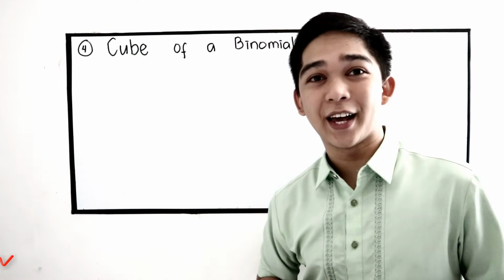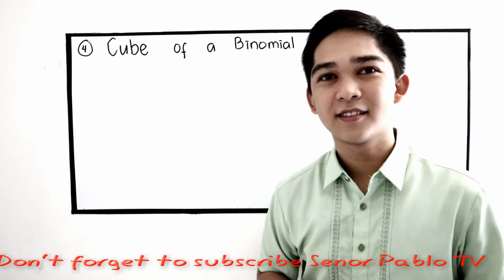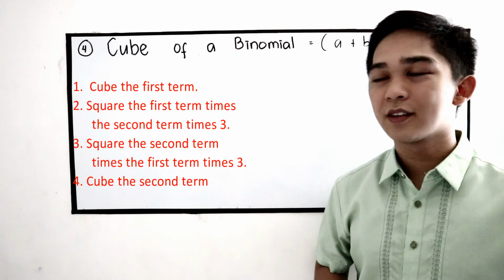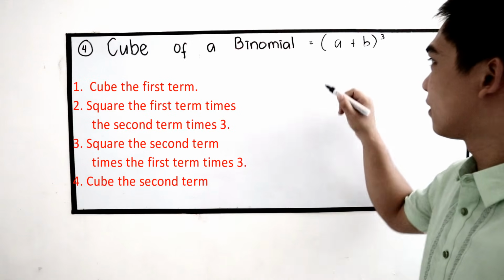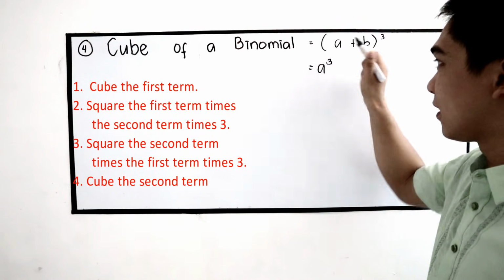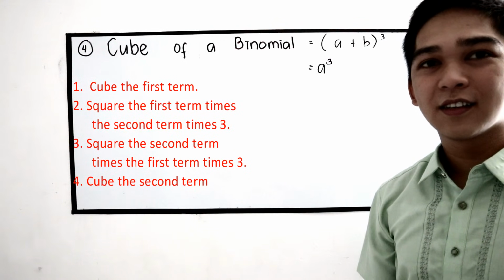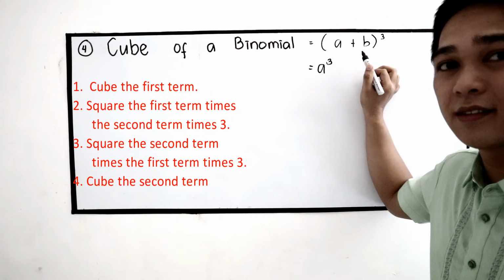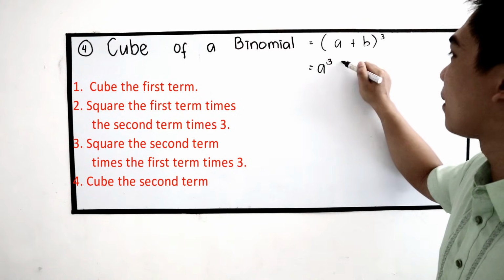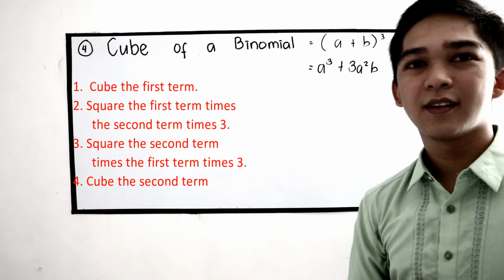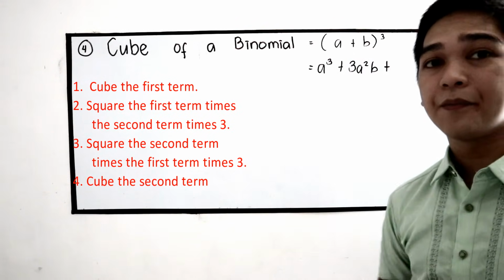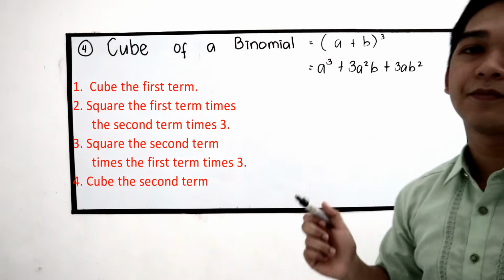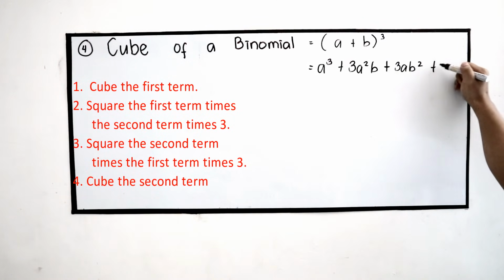The cube of a binomial. Binomial, so (a + b), 2 terms, and we're going to cube. The shortcut is, first, cube the first term, so a cubed. Next, square the first term, a squared, times the second term, a squared b, times 3. So plus 3a squared b. Next, square the second term times the first term times 3, so that is 3ab squared. And last, cube the second term, plus b cubed.